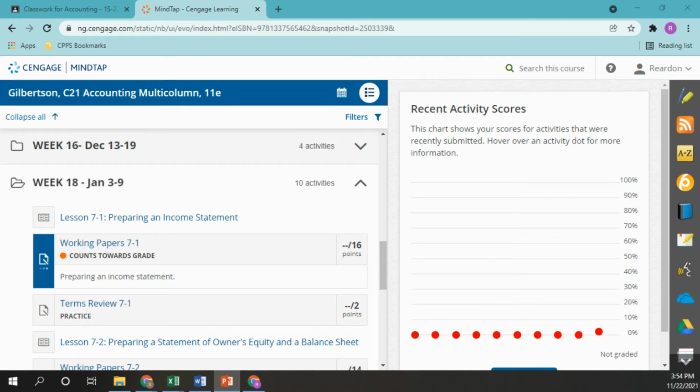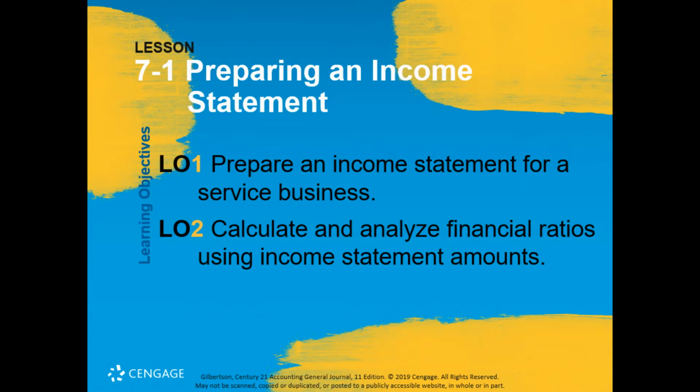All right, here in chapter 7, we are talking about preparing an income statement. So, we are going to prepare an income statement for a small service business, and we're going to talk a little bit about financial ratios using income statement amounts, keeping those financial ratios, I might add, somewhat simple at this point, if you like.